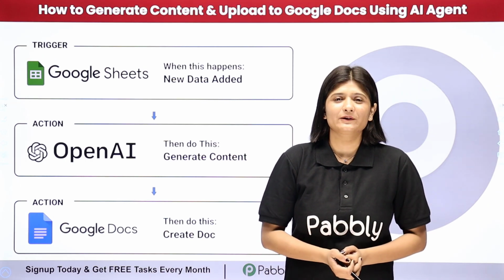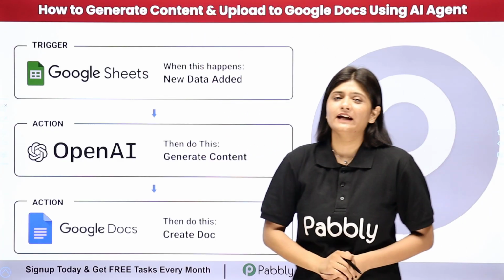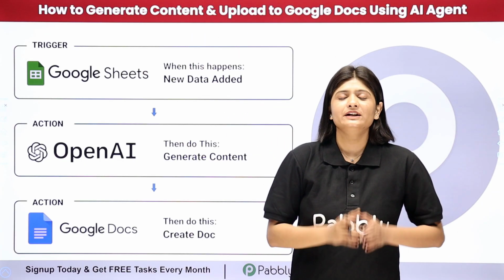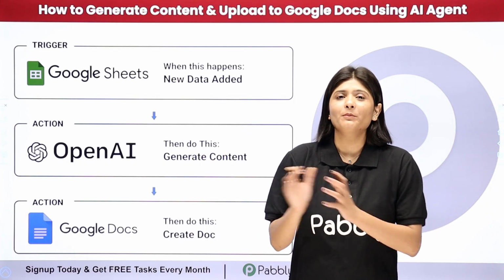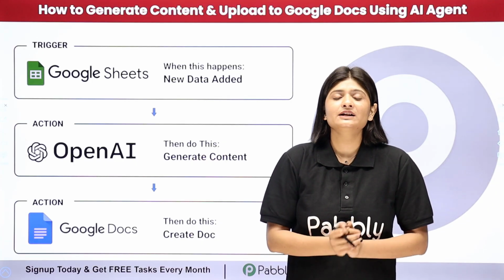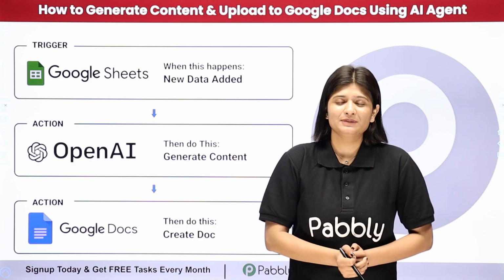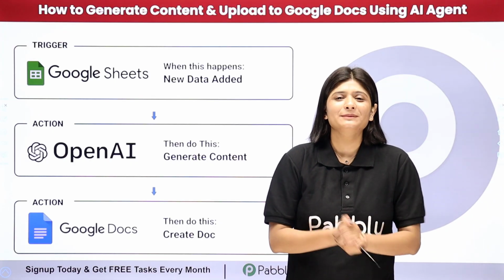In this video, we are going to learn how to generate content and upload to Google Docs using AI agent. So let's suppose I am running a real estate agency and I want to generate content on the property which I am going to add in my Google Sheet spreadsheet. Doing this manually will consume a lot of my time, so I am completely going to automate this process, and to do this automation I am going to use Pabbly Connect.